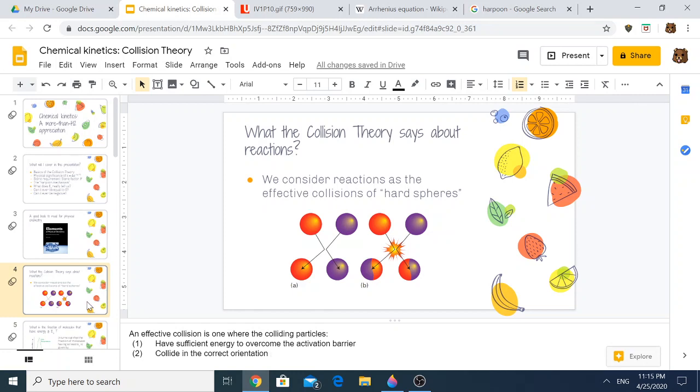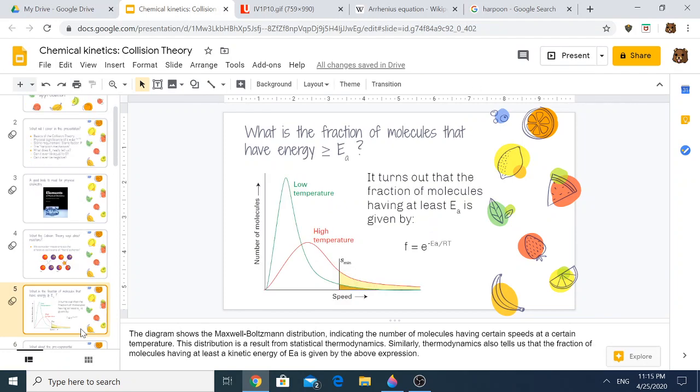So what is the fraction of reactant particles that have an energy that is at least equal to this activation energy, which is this minimum required kinetic energy in order for the collision to be an effective collision? So what is this fraction of molecules? In other words, what is the proportion of the molecules that have satisfied the energetic requirement for effective collision?